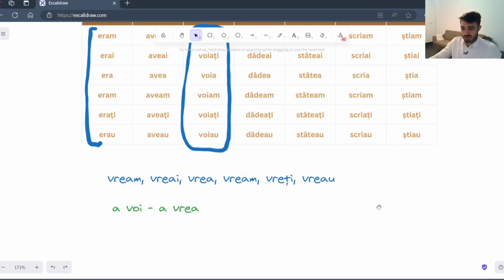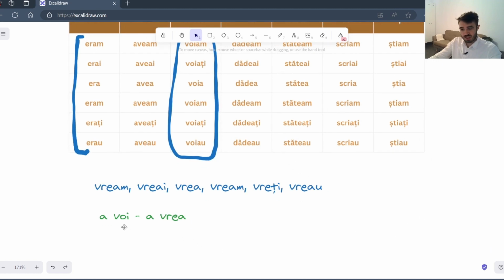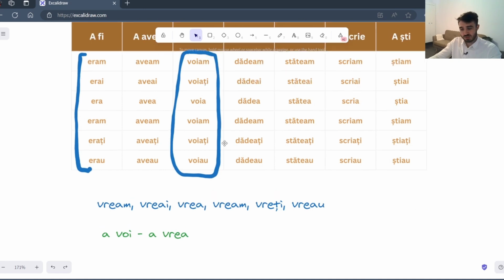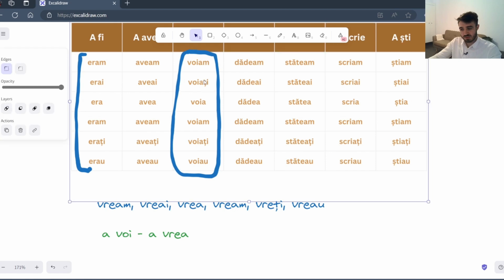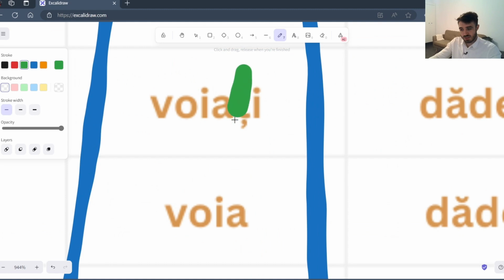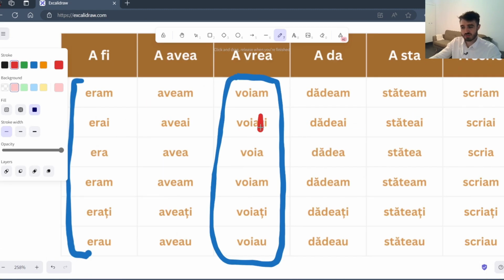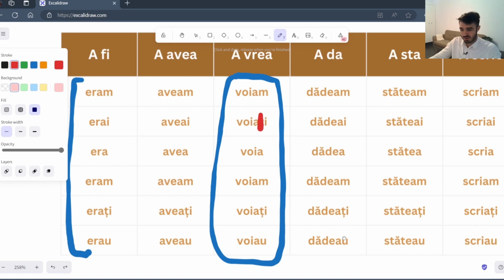Not many people will say vream să mergem. It doesn't really apply to reality. You'll not really say vrei să te duci. No, you would say voiam, voiați, voiam. This is not correct here. This is voiai. Yeah, so this is not happening here. It's voiai. My bad. Not voiați. Voiați is just this one.